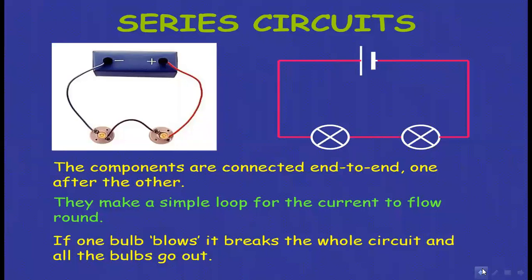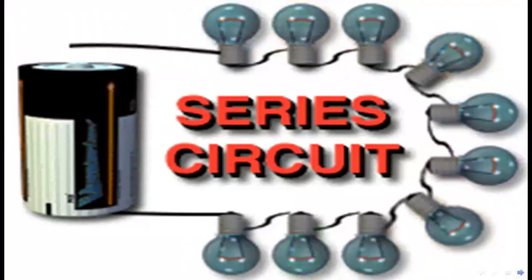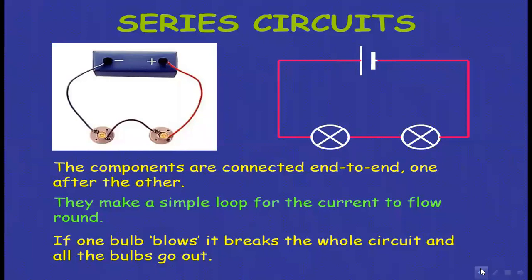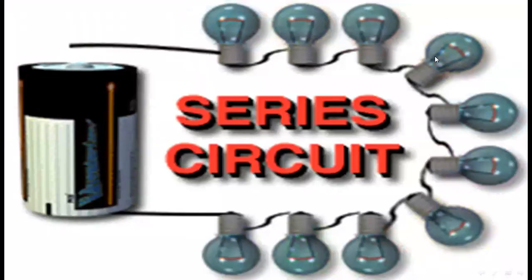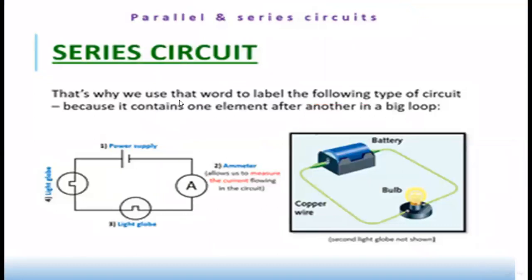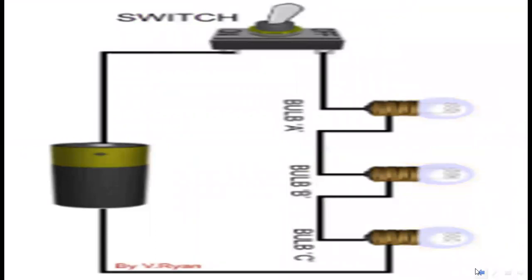If one bulb blows, it breaks the whole circuit and all the bulbs go out. Series circuit. In a series circuit, you just remember this if you want to label this type of circuit, because it contains one element after another in a big loop. See, here is a big loop. That one is also an example of a series circuit.